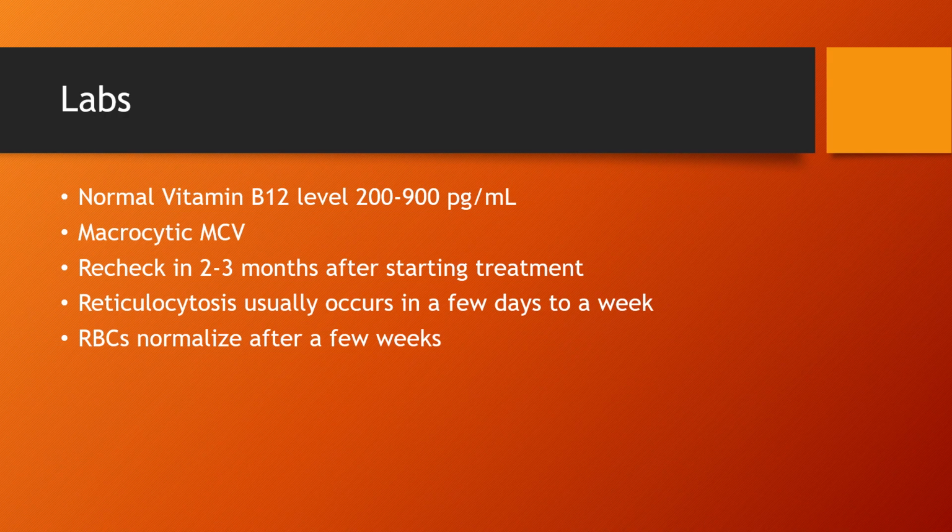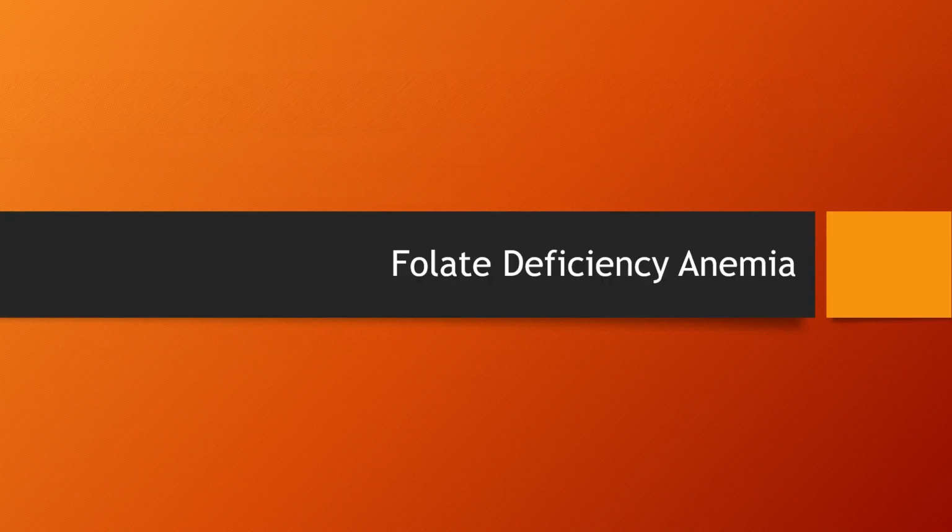This is a macrocytic type of anemia, so that MCV, or mean corpuscular volume, will look larger, so the average size of the red blood cells looks larger. And typically what you're going to do is check these values again in 2 to 3 months after starting treatment, because even though the reticulocytes, or the immature red blood cells, may start ramping up after a few days to a week, the mature red blood cells may not normalize for a little bit longer. It's going to take at least a few weeks.